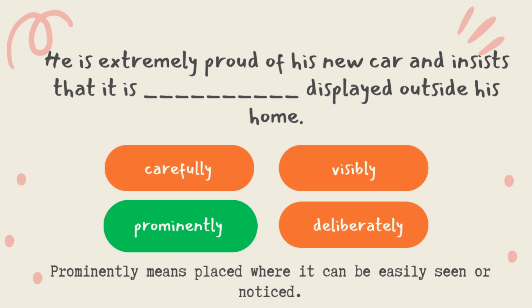Carefully describes how something is done, not where it is placed, while visibly is vague and less natural here. Finally, deliberately focuses on intention, not visibility. Prominently is the best match for both meaning and tone. Moving on.